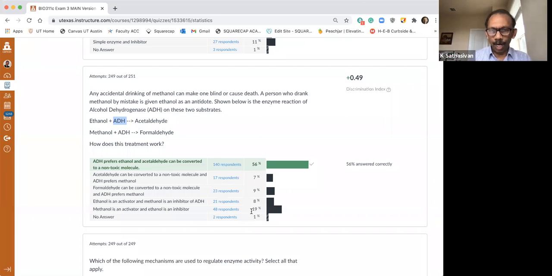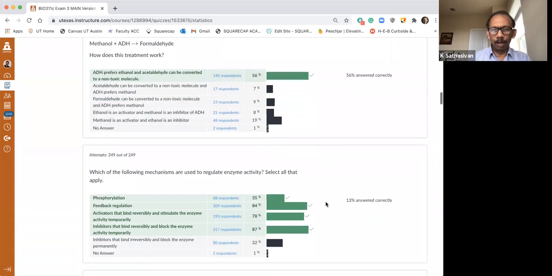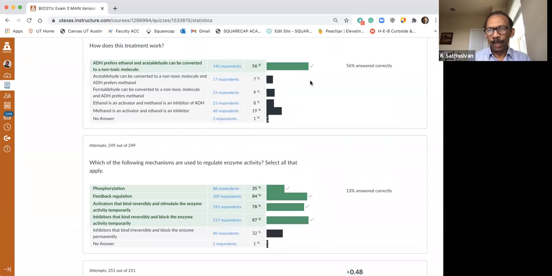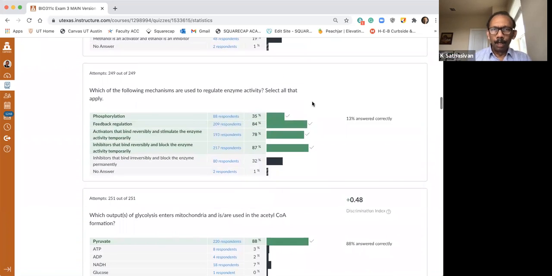So that is where the understanding comes in, where many of you missed that question. A significant number, not many, 56 answered correctly. The next question is, which of the following mechanisms are used to regulate enzyme activity? This is a select all that apply question. Many of you were very quick to select activators, inhibitors, feedback regulation, but some of you forgot about chemical modification, which includes phosphorylation. You have seen that in ATP use, in the sodium potassium pump, proton pump.